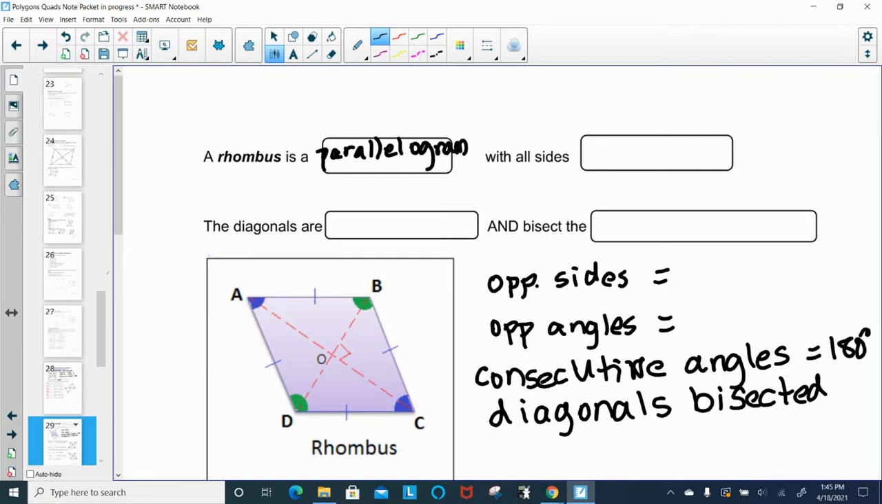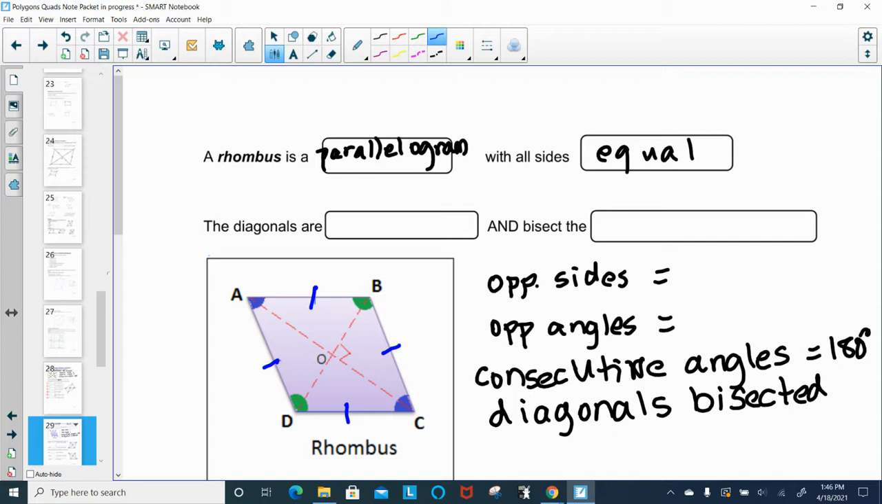Now, the thing that is special about a rhombus is that all the sides are equal. They're all the same length. So if you look here, and I'm going to highlight this in blue, you can see the tick mark. There's another one, there's another one, and there's another one. What that's doing is showing you that they all have the same marking. And if they all have the same marking, then they're all the same length.